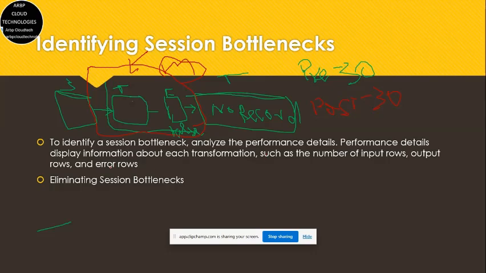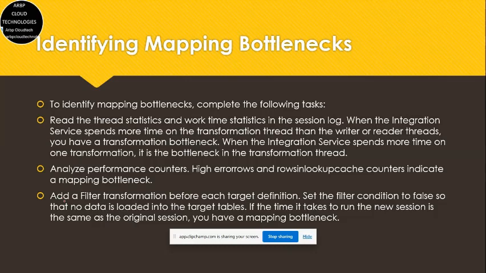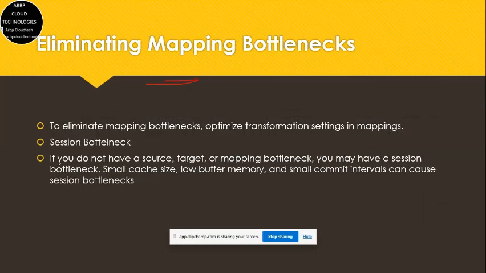Now I'm going to explain the session bottleneck, how to identify it and how to fix it. If you don't have a source or target bottleneck, suppose you have identified the source, the target, and the mapping level, and there is no issue identified in the mapping bottleneck as well, then you have a session bottleneck.